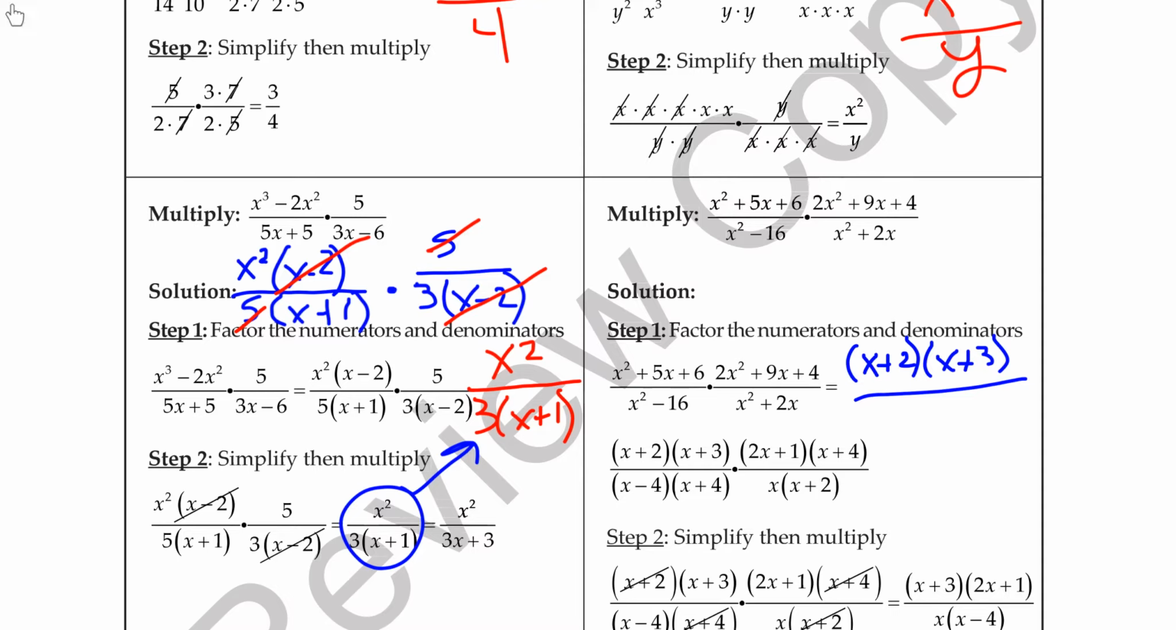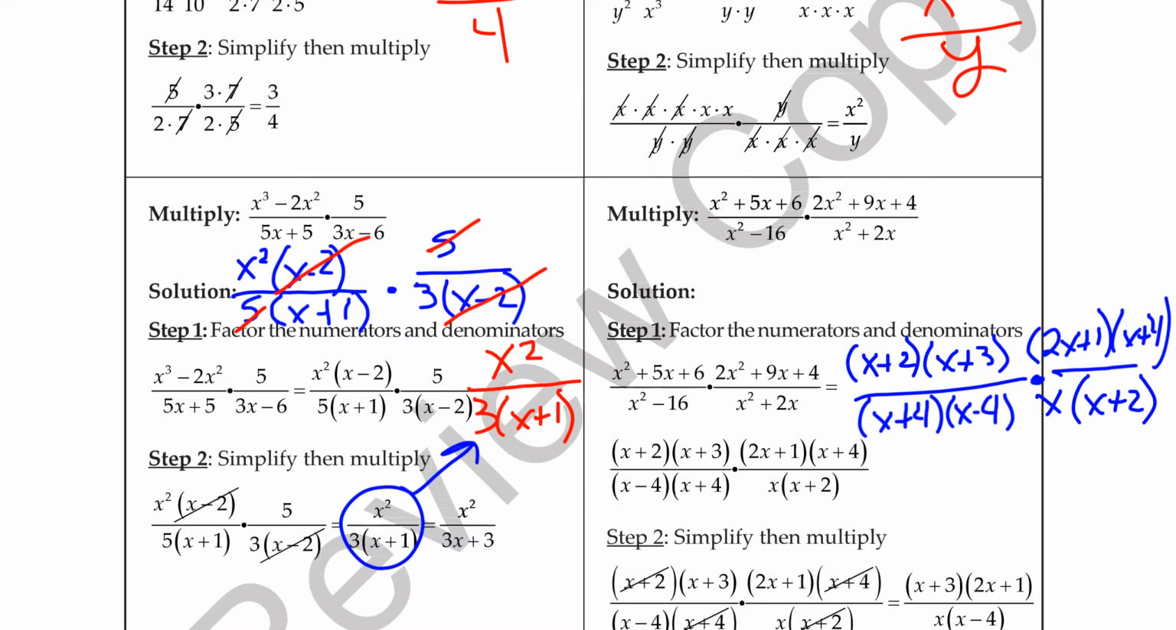In the denominator here, this is the difference of squares. So we're going to have x plus 4 times x minus 4 multiplied times, over here, 2x squared plus 9x plus 4. And here's the factors right here. I'm just going to rewrite them for us. That factors into 2x plus 1 times x plus 4. The denominator, x squared plus 2x, has just a GCF of x. So we're just going to factor out an x. And we're left with x plus 2.